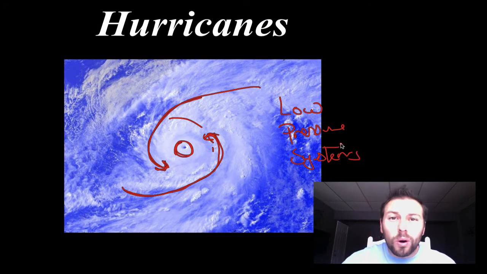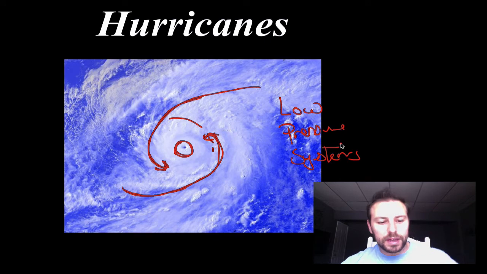So at their core, in their most basic form, they're nothing more than low pressure systems. They just happen to be pretty big low pressure systems and have a very large pressure gradient in them, which contributes to the high winds that they have.